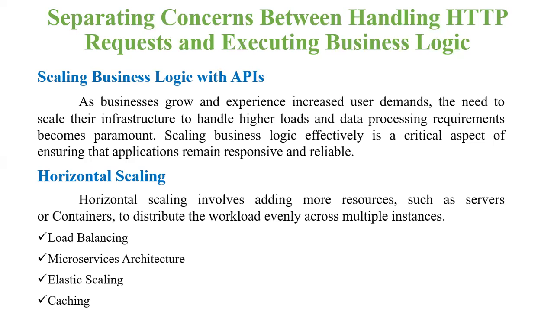And next, elastic scaling. It utilizes cloud-based infrastructure that allows you to dynamically add or remove instances based on traffic fluctuations. Cloud providers offer services like AWS autoscaling or Kubernetes autoscaling that can automatically adjust the number of API servers in response to demand. And finally, caching. It implements caching mechanisms at the API level to reduce the load on backend systems. Cached responses can be served quickly, reducing the need to recompute or retrieve data for every request.